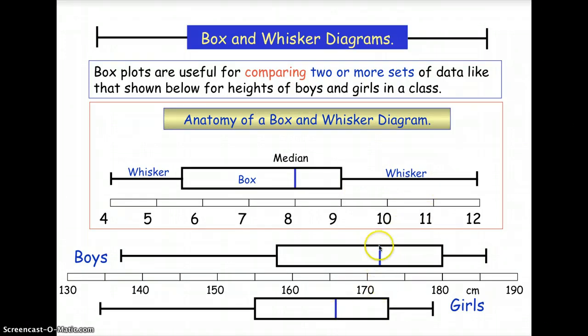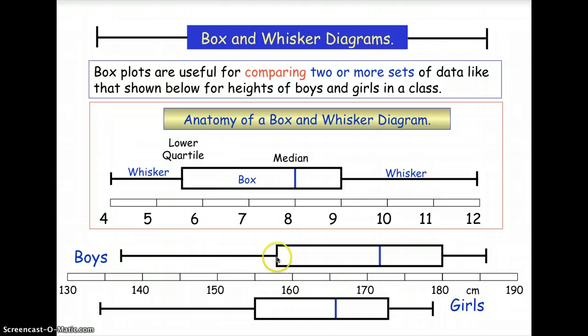So that means that the median for boys is about 172 centimeters, whereas the median for the girls is about 166 or 167 centimeters. So that means that the median for the girls is shorter, right?